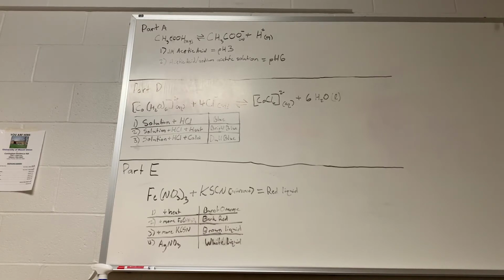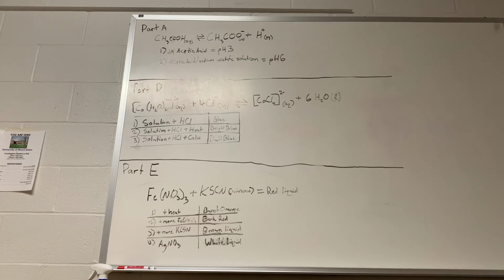For part D, it's a cobalt chloride equilibrium. So it has the cobalt chloride solution, and when you add more HCl to it, the solution turns a bright blue. And when more HCl is added to it along with heat, it turns into a bright blue than the first stress factor. And then for the third stress factor, it's the solution plus HCl plus coldness, and it turns into a real dull blue. It's almost purple, grayish.